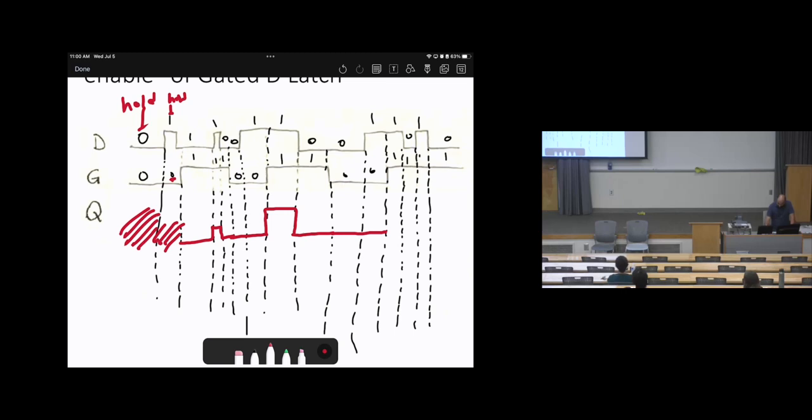Then here in this scenario, G will be 1. G will be 1, then copy the waveform. The waveform of D is this. So copy this. Copy the waveform. And that's it.